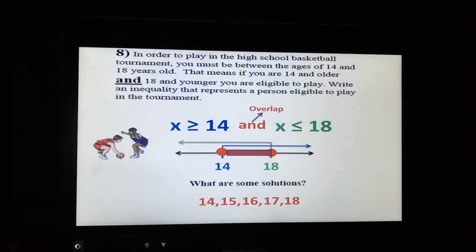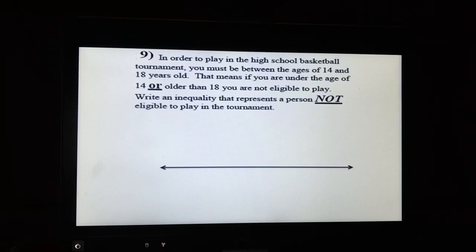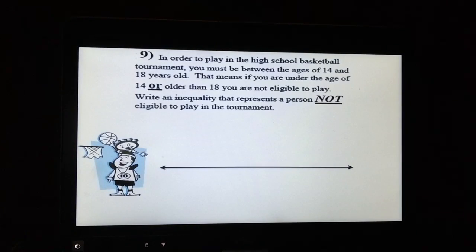All right, so number 9 is very similar to number 8, but this one's not asking who is eligible. This is asking who is not eligible. So for number 9, these are people who are not eligible because it says in order to play in the high school basketball tournament, you have to be between the ages of 14 and 18.